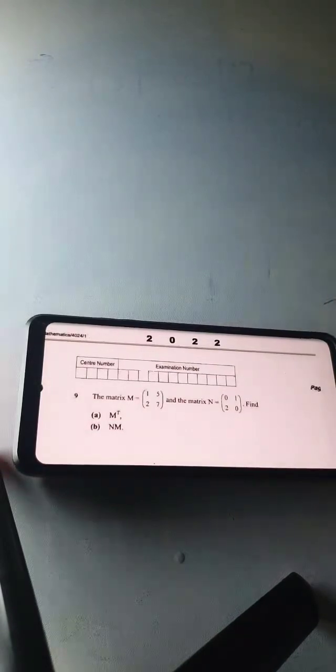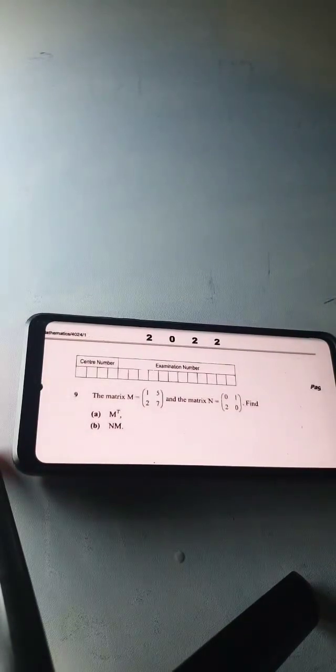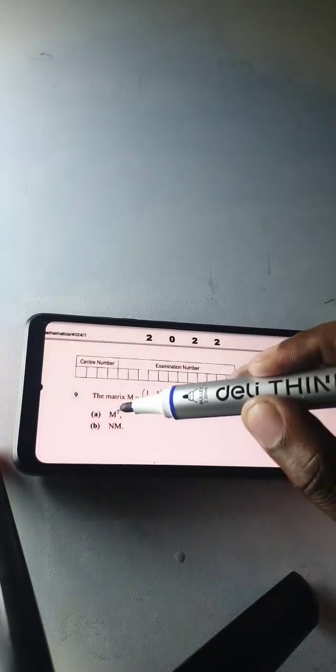Let's go to the next question, question number 8. Then we go to question number 10. Then we can say bye-bye. We'll continue tomorrow. Question number 9 is under matrices. The first one is saying we should find the transpose of matrix M.